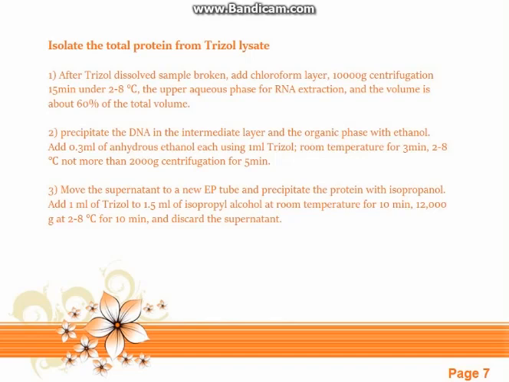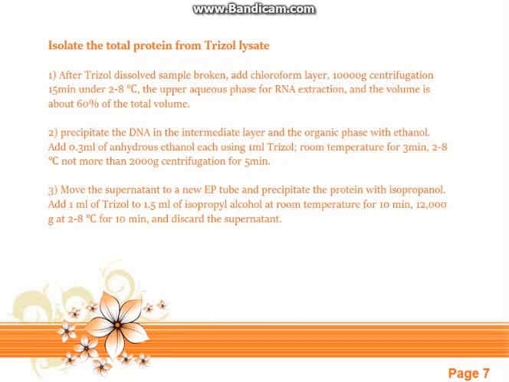Isolate the total protein from Trizol lysate. 1. After the sample is broken up in Trizol, add chloroform, and centrifuge at 10,000 grams for 15 minutes at 2-8 degrees Celsius. The upper aqueous phase is for RNA extraction, and its volume is about 60% of the total volume. 2. Precipitate the DNA in the intermediate layer and organic phase with ethanol. Add 0.3 milliliters of anhydrous ethanol per 1 milliliter Trizol. Room temperature for 3 minutes, then centrifuge at 2-8 degrees Celsius, not more than 2,000 grams, for 5 minutes.